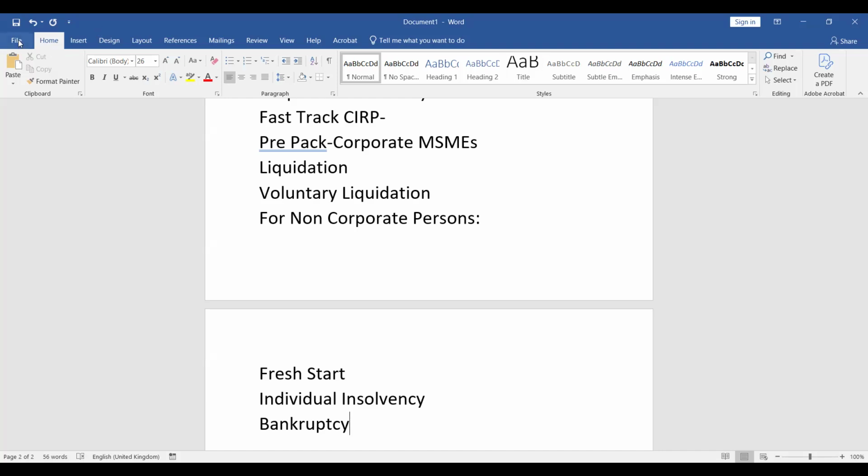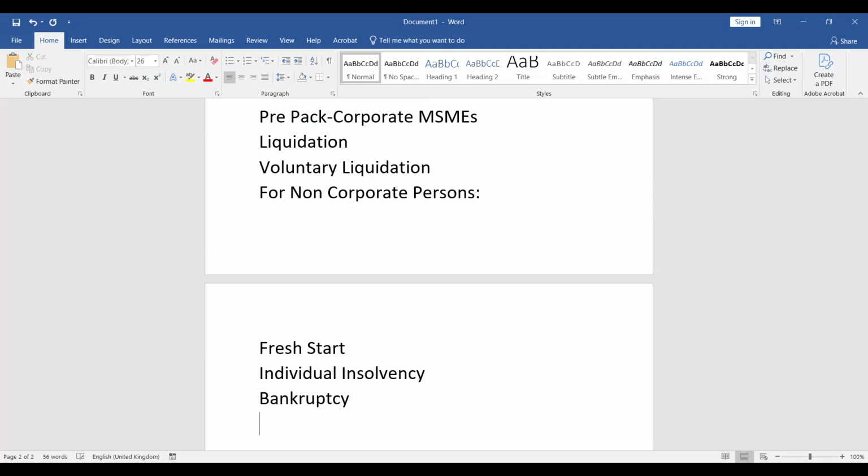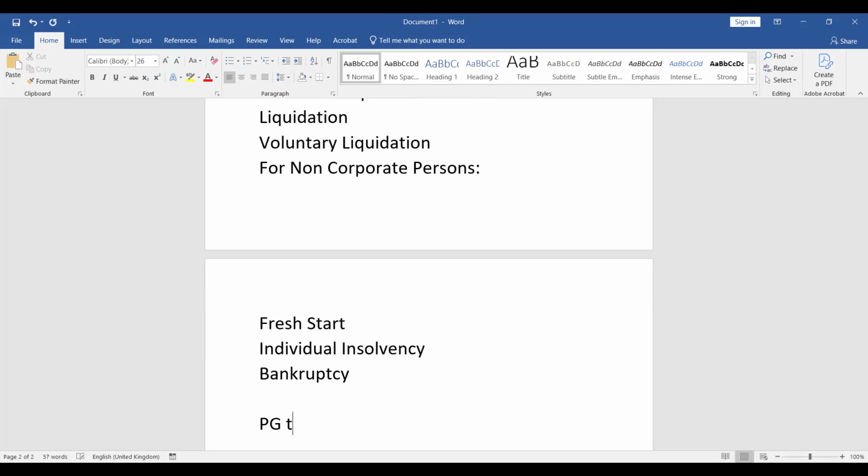PG to CD, actually, very good question. PG to CD, let us see another angle to this. Now, this personal guarantor to CD, the word personal itself denotes that it is a non-corporate person. There are two types of guarantors. So rather than saying PG to CD, we can say guarantor to CD. Let us say guarantor to CD.